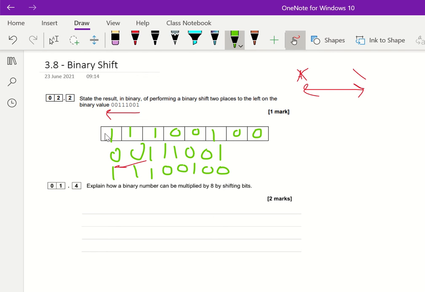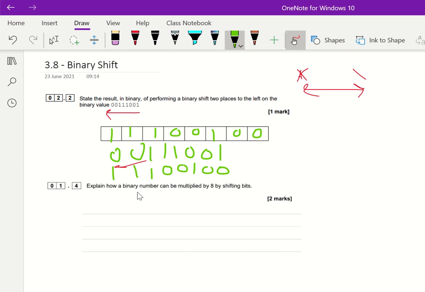So all we've done is remove the zeros from the left, which are here, and added some zeros on the end. If it asks me to do 2 places to the right, we'd simply move these 2 numbers at the end. So this 0 and these numbers would move down, and then we'd just get 2 zeros on the left. So that's nice and easy. You just shift the numbers left and right.